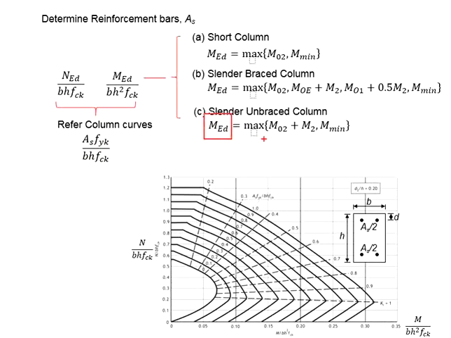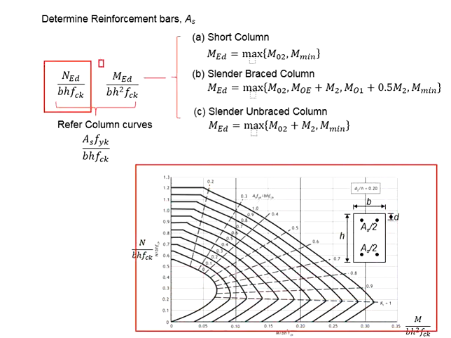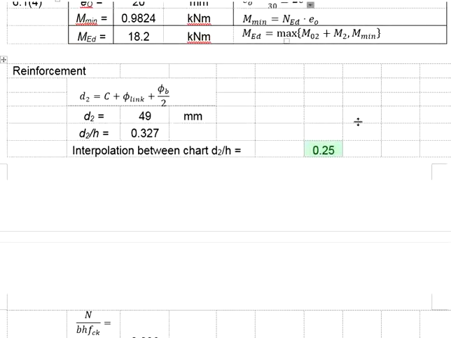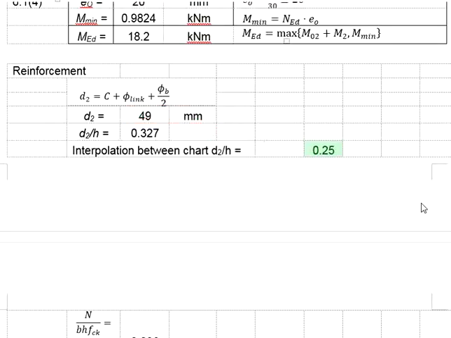Having the MED acquired, your next step will be to get the y-axis and the x-axis for you to find the AS from the column design chart. First, you need to decide on the column design chart to be used. Calculate D2. D2 refers to the edge of the column to the center of the reinforcement, which is the concrete cover 35 plus the size of the shear link 6 mm and plus half size of the reinforcement bar, 16 mm. That gives you 49 mm.